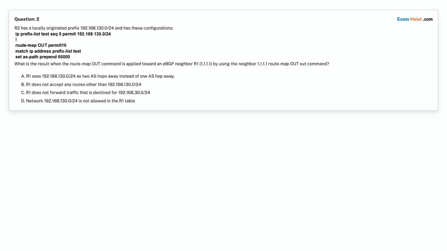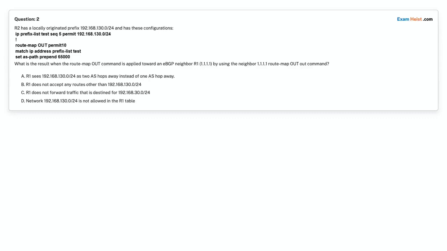Option A. R1 sees 192.168.130.0/24 is 2 AS hops away instead of 1 AS hop away. Option B. R1 does not accept any routes other than 192.168.130.0/24. Option C. R1 does not forward traffic that is destined for 192.168.130.0/24. Option D. Network 192.168.130.0/24 is not allowed in the R1 table.